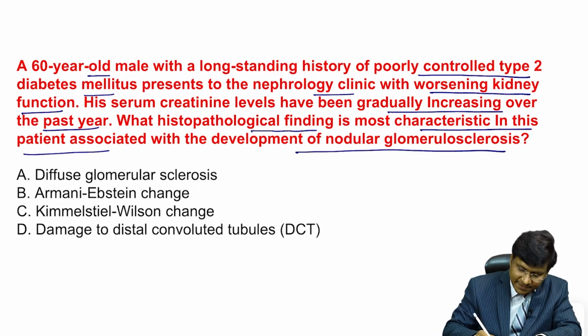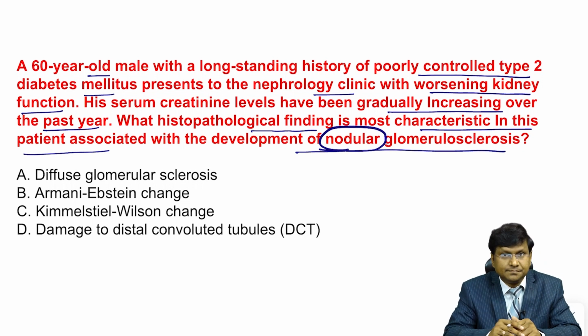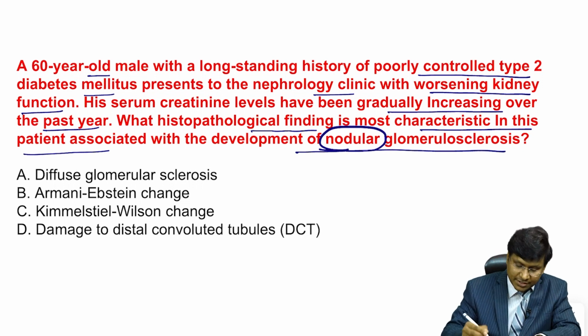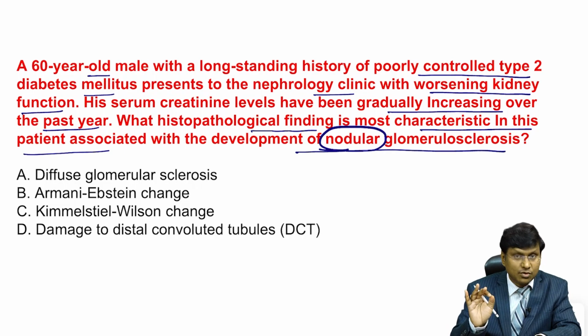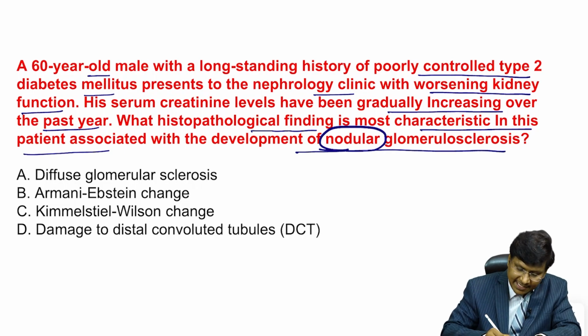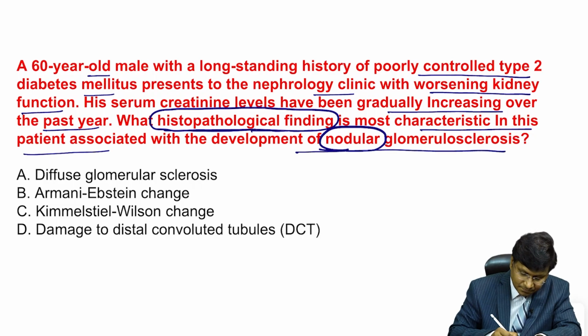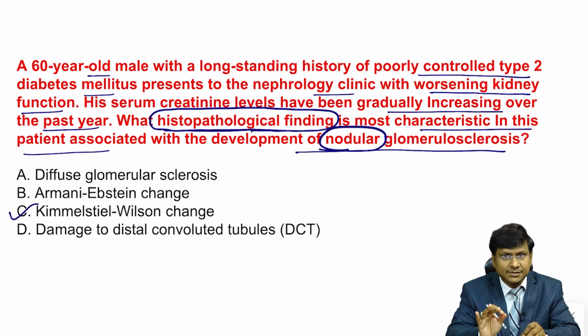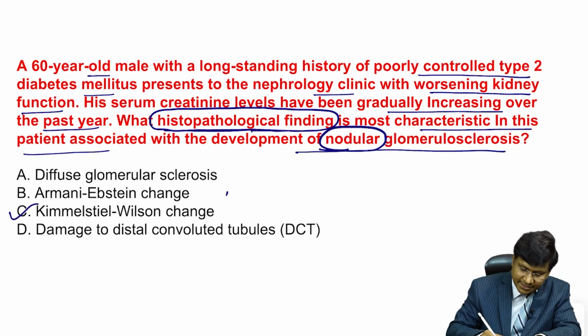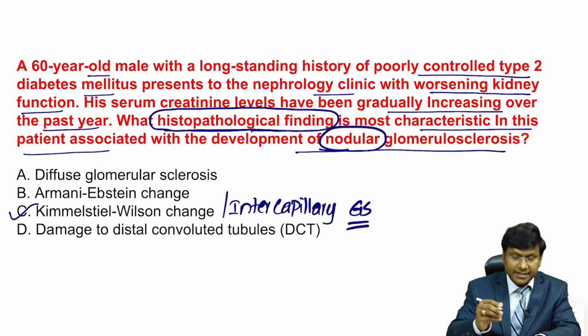So now this particular patient has developed nodular glomerulosclerosis. Now, in case of nodular glomerulosclerosis, the characteristic histopathological finding will be the Kimmelstiel-Wilson lesion. So, Kimmelstiel-Wilson lesion, this is also called as intercapillary glomerulosclerosis. Right? It is also called intercapillary glomerulosclerosis.